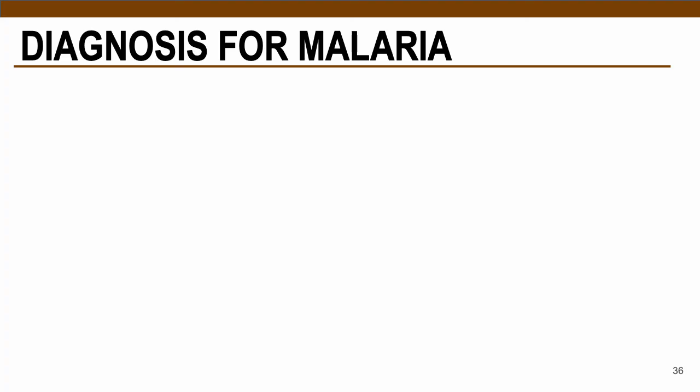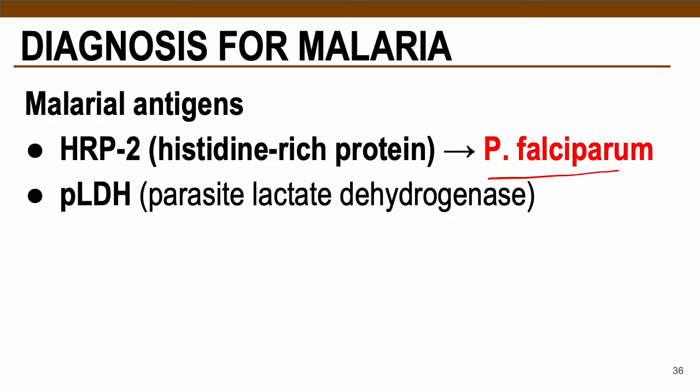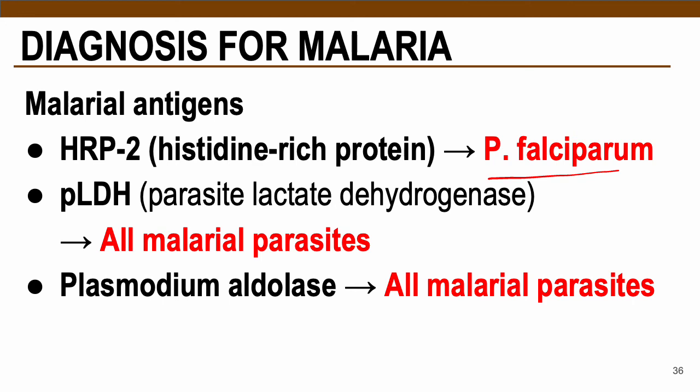So now let's enumerate the different antigens created by your Plasmodium species. The first one is the HRP2 or the histidine-rich protein. This is uniquely created by Plasmodium falciparum. While for pLDH and Plasmodium aldolase, all of our Plasmodium species may produce these types of antigens.